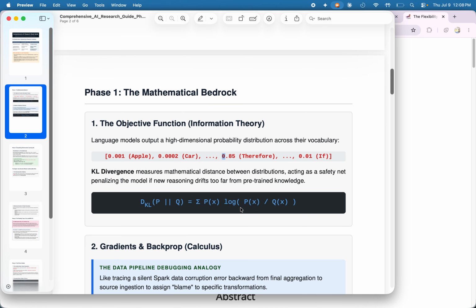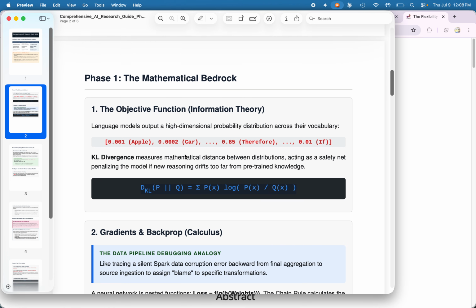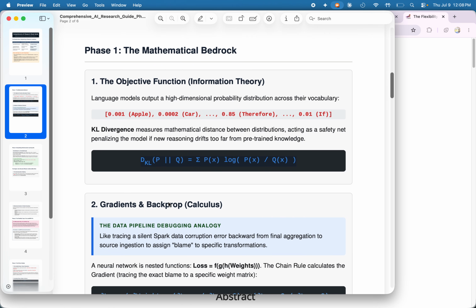So this is the formula for KL divergence, where we are calculating the KL divergence of P and Q. P is the probability distribution and Q is the actual value, I think. So we make sure it's not going too far from the original one. That's the thing here. And then the next step: once you calculate the loss, then we need to calculate the gradient.